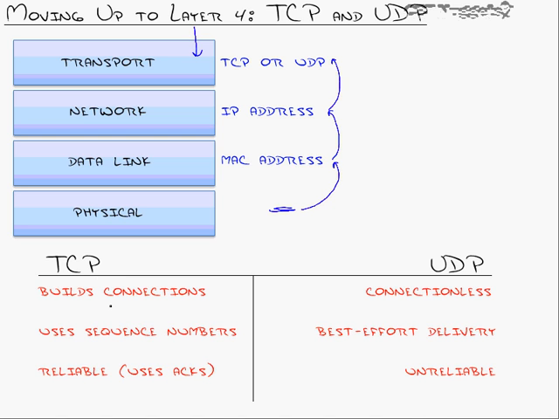TCP, let's come back here, builds those connections. It's reliable. It uses sequence numbers.